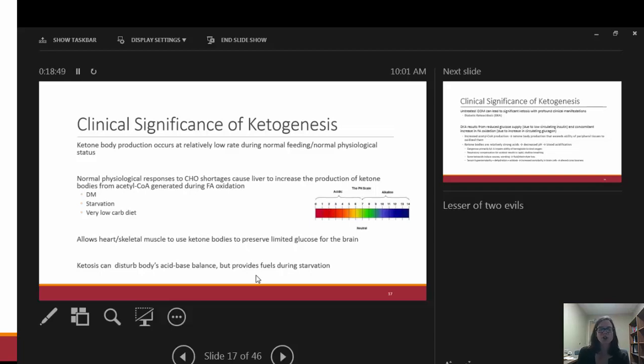However, because these ketone bodies are acidic, it can also disturb the body's acid-base balance, and this has consequences.